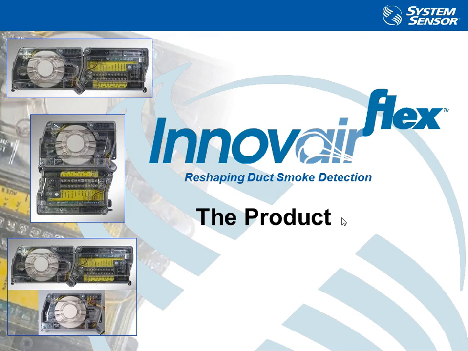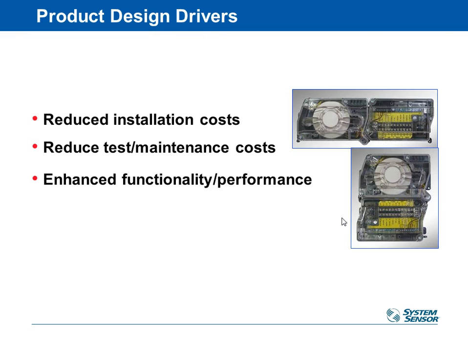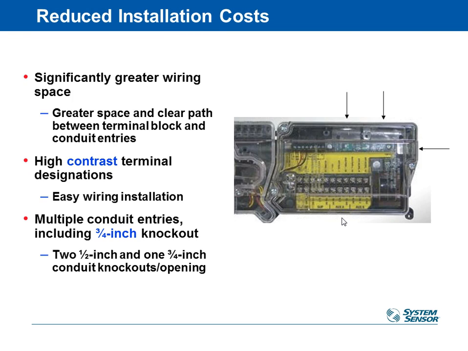All right, so that's kind of the basic summary of it. I want to show you a fairly cool detector that the system sensor folks have. It's called Innovair Flex. It's called Flex because it's extremely flexible, and that's kind of what we'll talk about for the next couple of minutes here. The goal of this product when they had designed it was to reduce the installation cost, reduce the amount of SKUs that distributors and contractors need to stock, make it easier to test these things, and reduce the amount of false alarms that you might see on them.